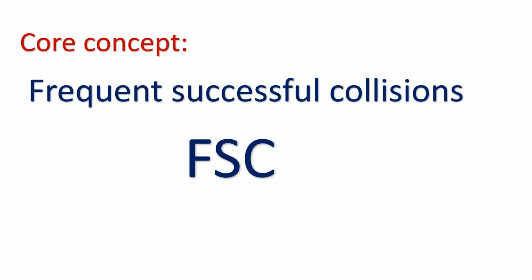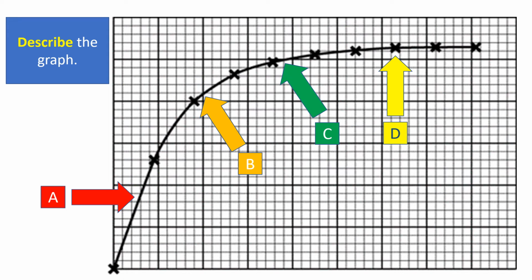So the core concept here is you need to be talking about frequent successful collisions, more frequent successful collisions, less frequent successful collisions, no successful collisions: what is happening and how often it is happening. So let's build upon this idea. Let's pause the video and have a go at describing the graph for each of these points.